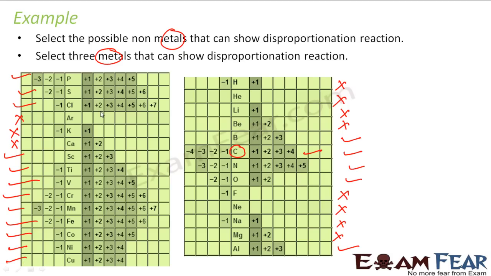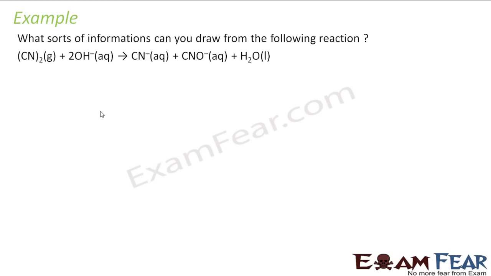So just by looking at this chart, we can tell which element will show this disproportionation reaction and which won't. So the question is, what information can you draw from this reaction? So let's see this reaction. Let's write the oxidation state for all and see what information we get.